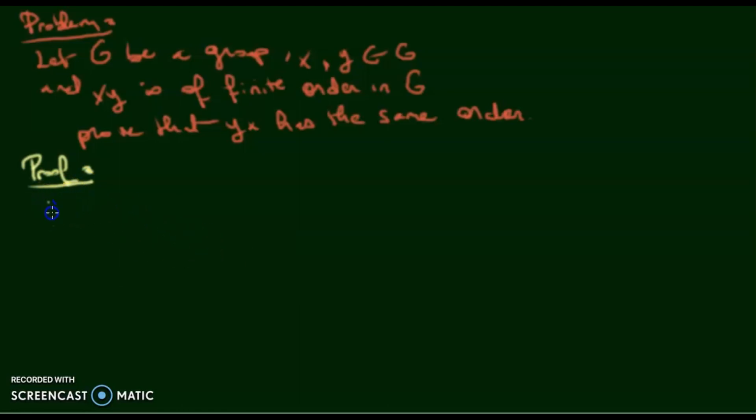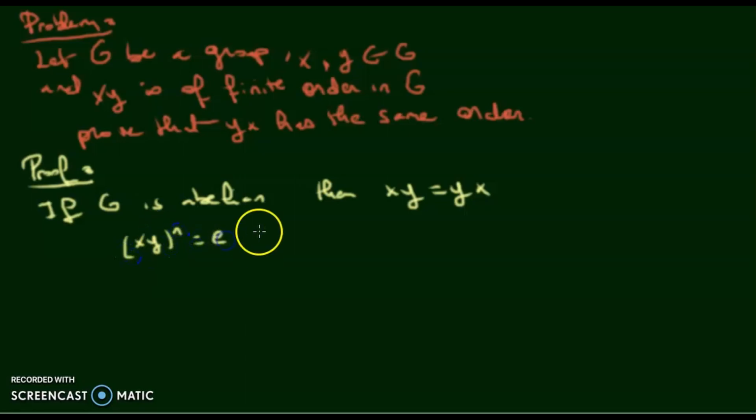So if G is abelian, then multiplication will be commutative, so we'll have xy equals yx. So if xy is of order n, which means that xy to the power of n equals e, that means that yx to the power of n equals e, which is the neutral element of the group. So yx to the power of n equals e, and we are done. We don't need to do anything because it is abelian.